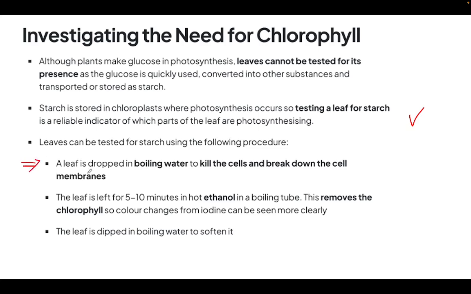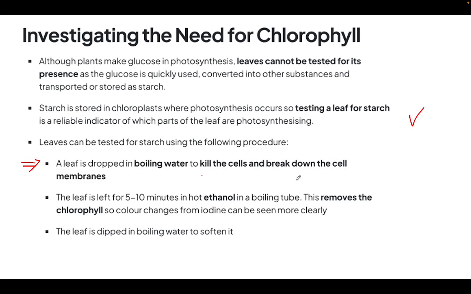Now, the first thing that we do, we put a leaf in boiling water. And why do we put a leaf in boiling water? It is to break down the cell membrane and the cell wall. It is the first thing that we do. You cannot bring a leaf and put iodine on it, because the iodine can't easily go in. So we first break down the cell wall and cell membrane. It means we put the leaf in boiling water.